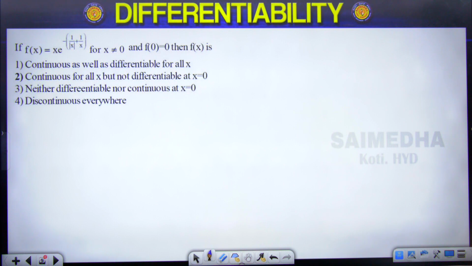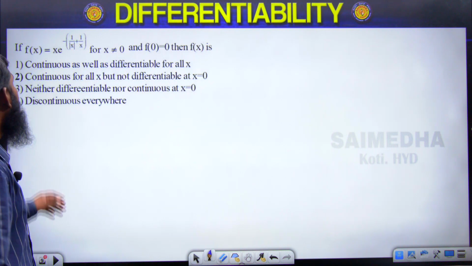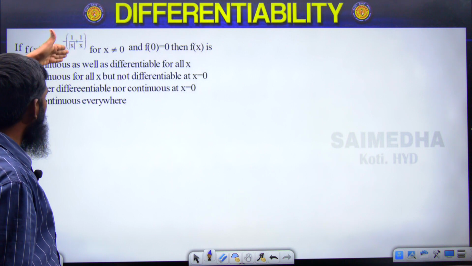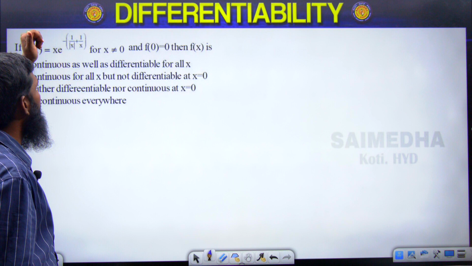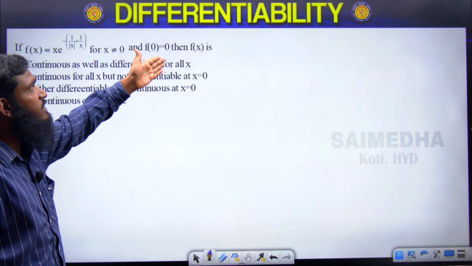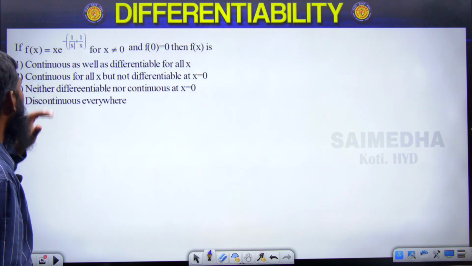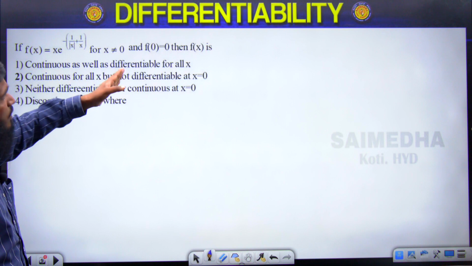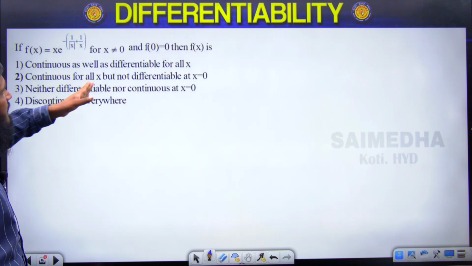What is the next question we have? If f of x is equal to x into e power minus of 1 by mod x plus 1 by x, for x not equal to 0, and f of 0 is equal to 0, then f of x is continuous as well as differentiable, continuous for all x but not differentiable, neither differentiable nor continuous, continuous everywhere.